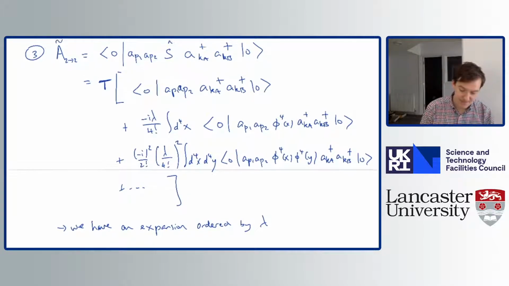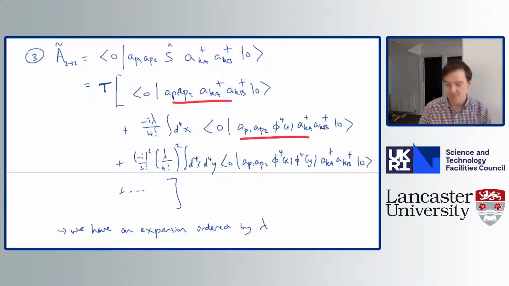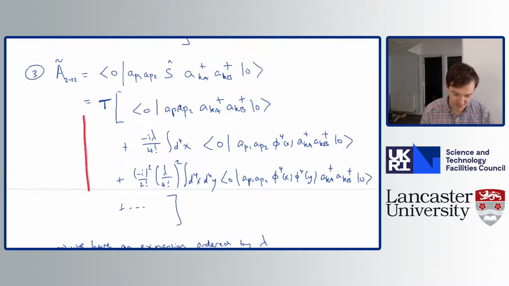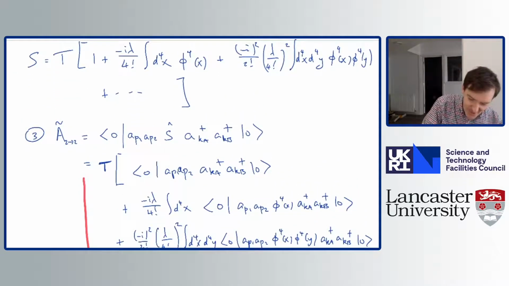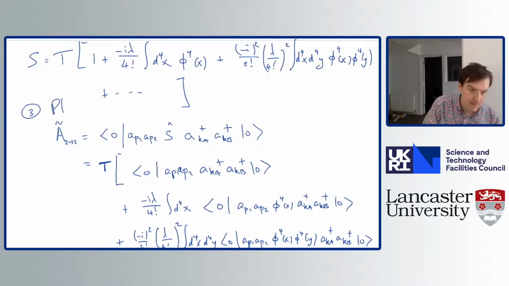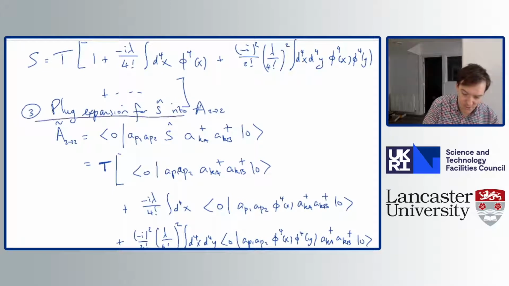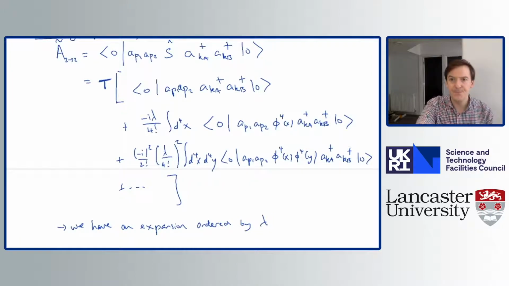What we do next is that we're going to have to deal with each term case by case. But at this stage, it's enough to just plug in S. Oh, I didn't actually write it down. Let me clear. So step 3: plug our expansion for S into the amplitude A. In this case, it was A 2 to 2. Okay, so that's what we've done in this step.